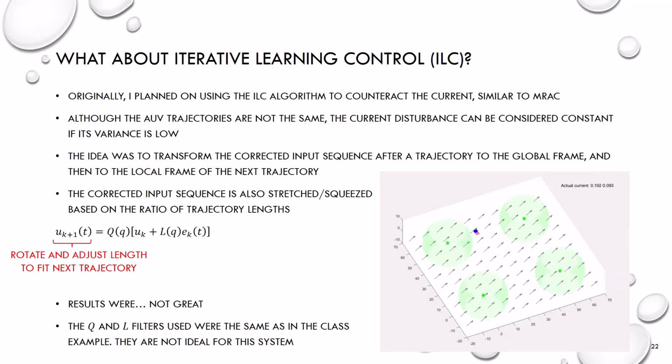Also, the input sequence had to be stretched or squeezed because a lot of the trajectories are different lengths. However, you can see that the results are not great. After a couple of trajectories, there is a control effort that is applied to the AUV, and it does help it go back to the path, but soon after it fails. There are two potential reasons for this. The first is that the filters that I applied were just the filters that we saw in some of the class examples, which might not be applicable to the system. And the second is that the way that the input sequence is transformed might not be ideal.